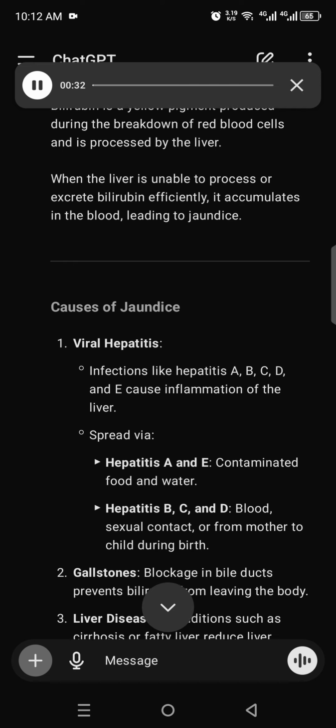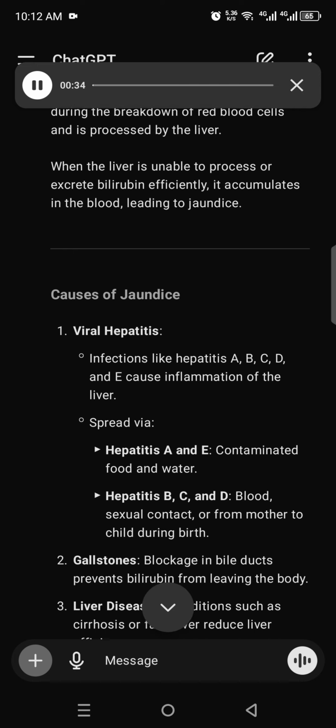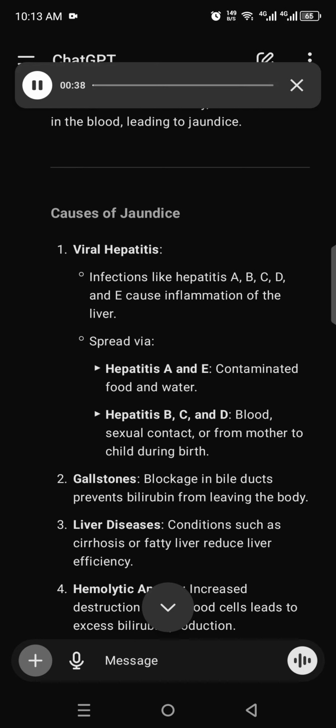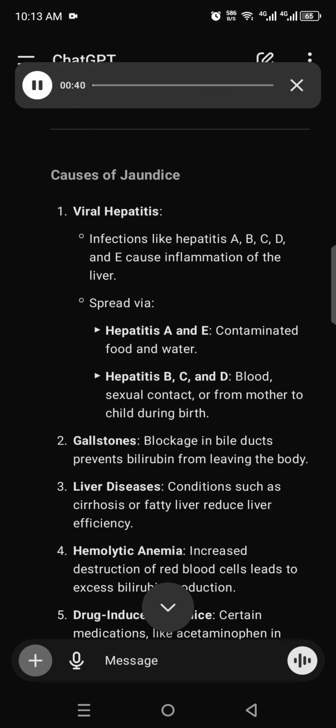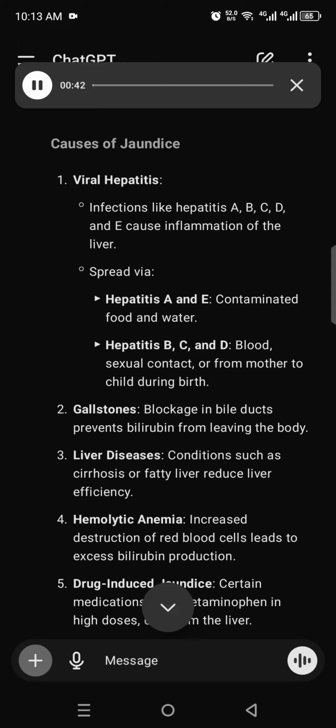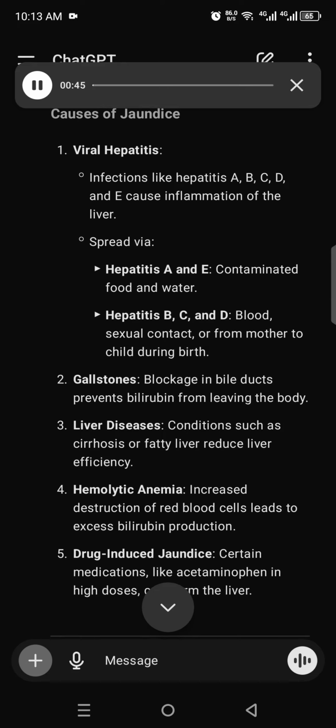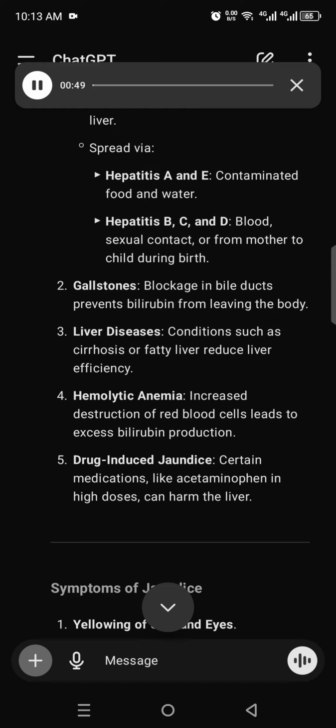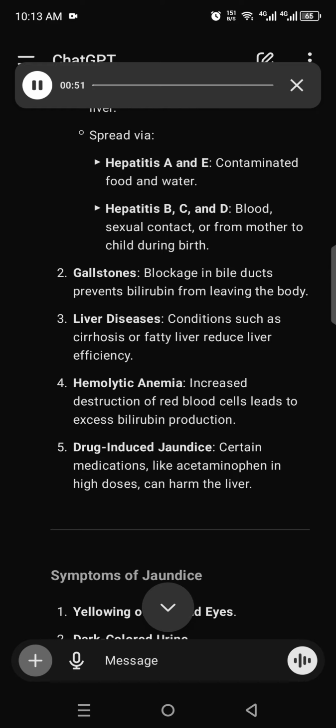Causes of jaundice. 1. Viral hepatitis. Infections like hepatitis A, B, C, D, and E cause inflammation of the liver. Spread via: hepatitis A and E, contaminated food and water; hepatitis B, C, and D, blood, sexual contact, or from mother to child during birth. 2. Gallstones. Blockage in bile ducts prevents bilirubin from leaving the body.